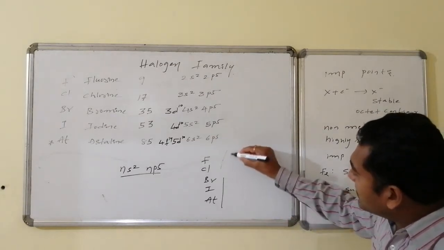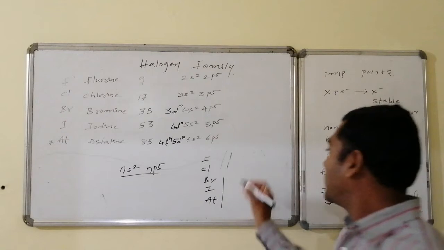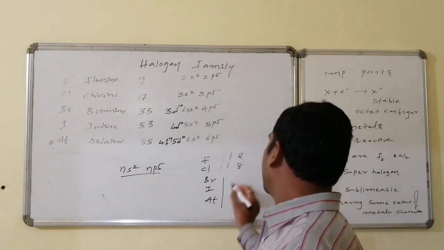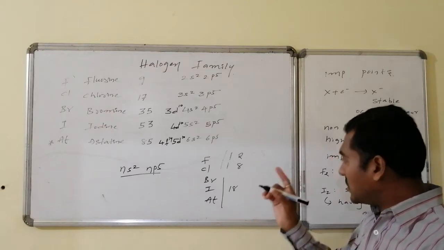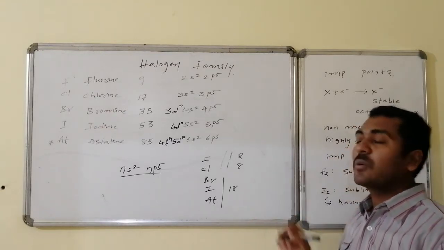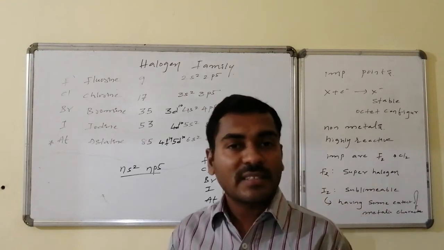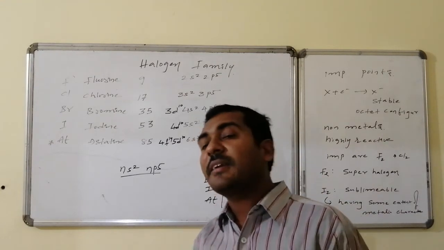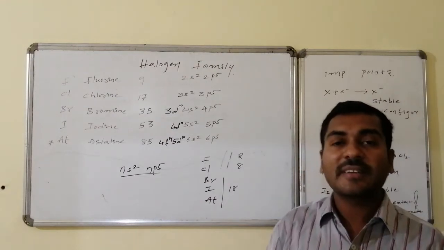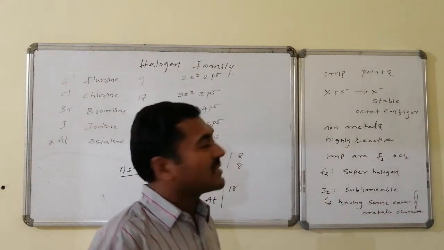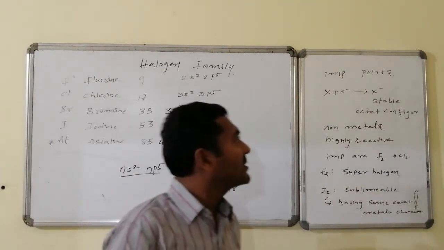In these two also, fluorine differs from chlorine because it has only 2 electrons, chlorine has 8, and the remaining three have 18 electrons. Due to this, fluorine differs from chlorine, and the set of fluorine and chlorine again differs from the remaining halogen family elements, bromine, iodine, followed by astatine. Let us go for some important points related to the introduction of the halogens.